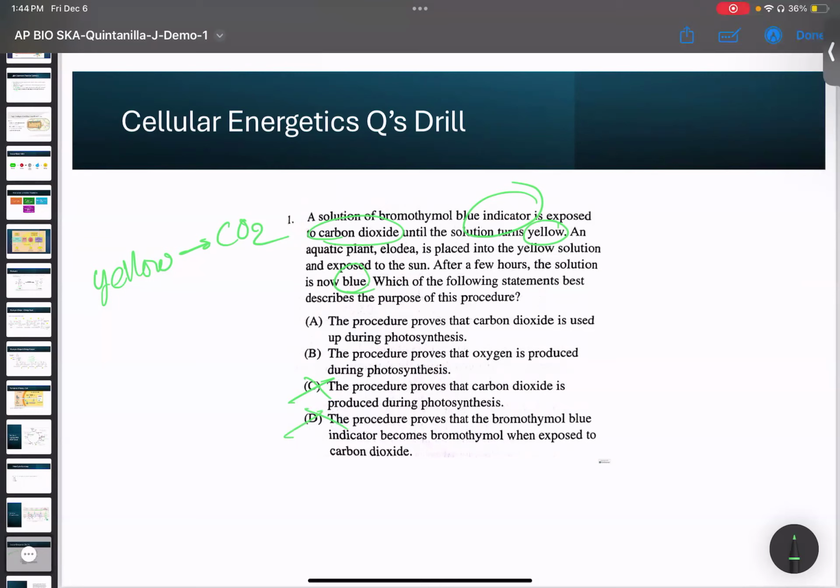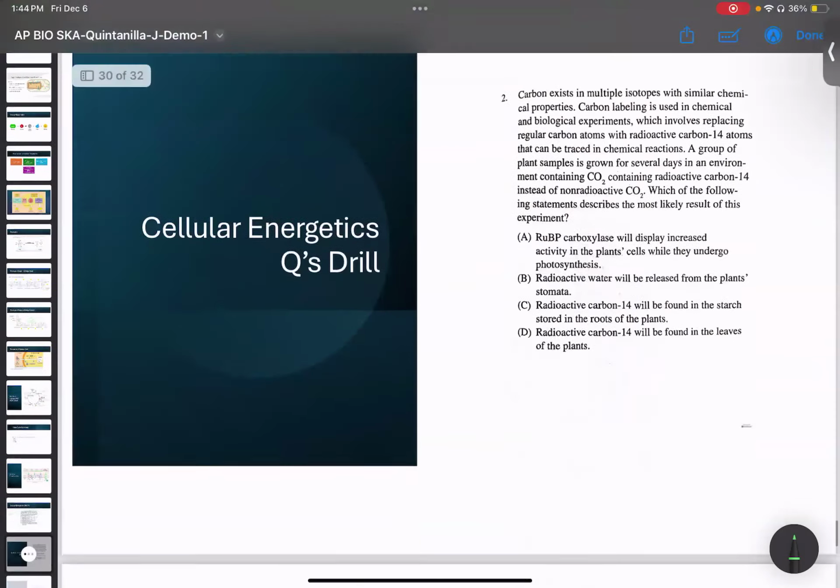And then it says the procedure proves that carbon dioxide is used up during photosynthesis. The procedure proves that oxygen is produced. Even though that is true, that oxygen is produced during photosynthesis, it's not related to the indicator because it's talking about carbon dioxide. So the procedure proves that carbon dioxide is used up during photosynthesis. Okay, so that's how we choose that answer. So the process of elimination.